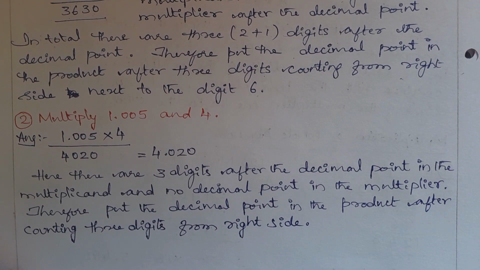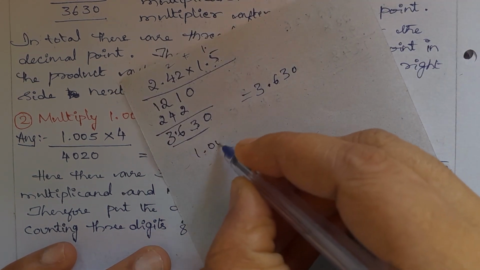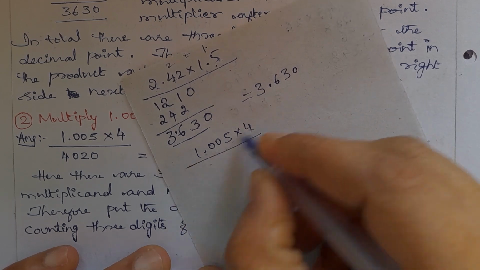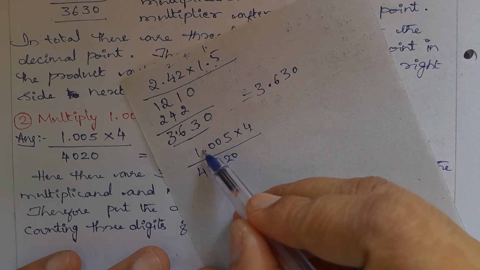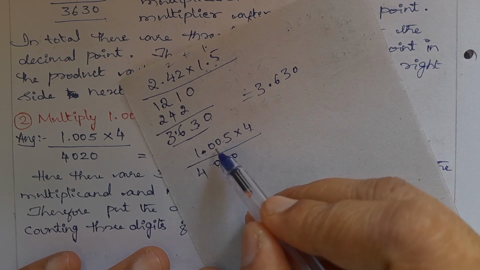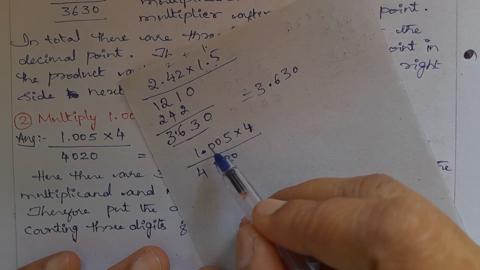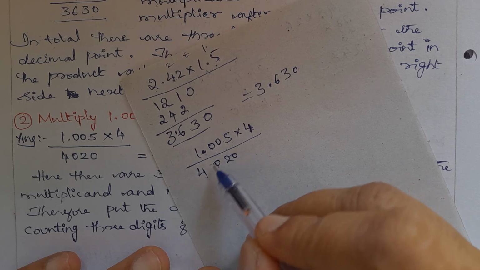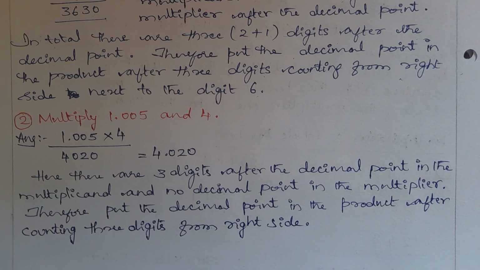Next, multiply 1.005 and 4. So 1.005 into 4. 4 5s are 20, 4 into 0 is 0, 4 ones are 4. So for the decimal point, how many digits are there? 3. In the multiplier there are no digits after the decimal point, leave it. So 1, 2, 3 from the right side, 1, 2, 3. So 4.020. Here there are 3 digits after the decimal point in the multiplicand and no decimal point in the multiplier. Therefore, put the decimal point in the product after counting 3 digits from the right side.